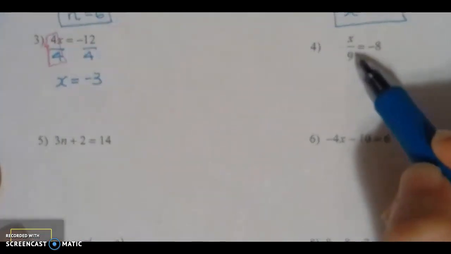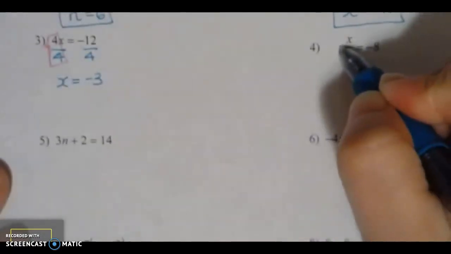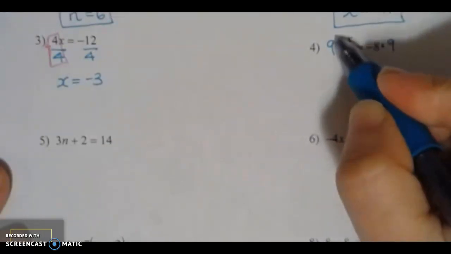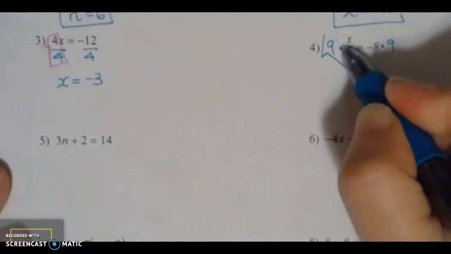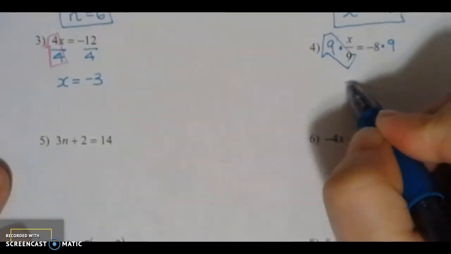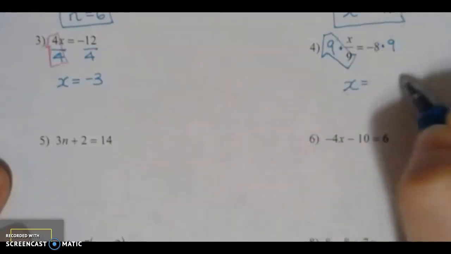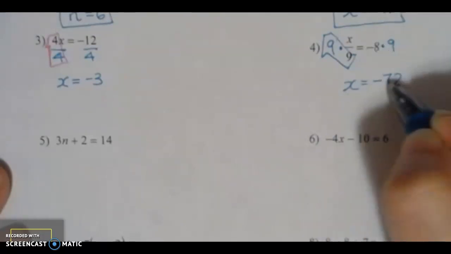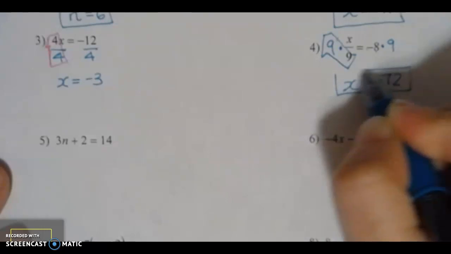Here we go. All right, let's go through this together. Okay, x is being divided by 9 here. So how can we undo divide by 9? I am going to multiply by 9. And this just becomes my giant 1 here, and that cancels out to 1. So you're left with x is equal to 8 times 9 is 72. Negative times positive is negative, so you're left with x is equal to negative 72.